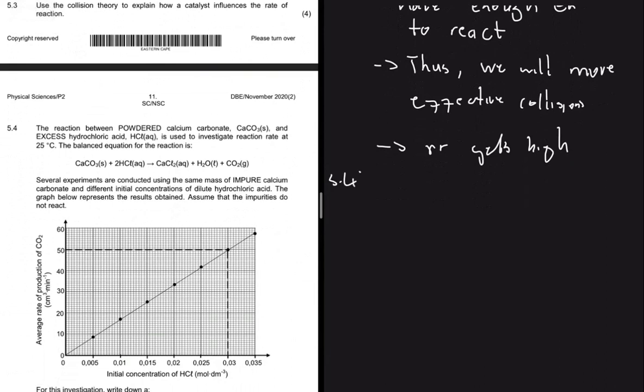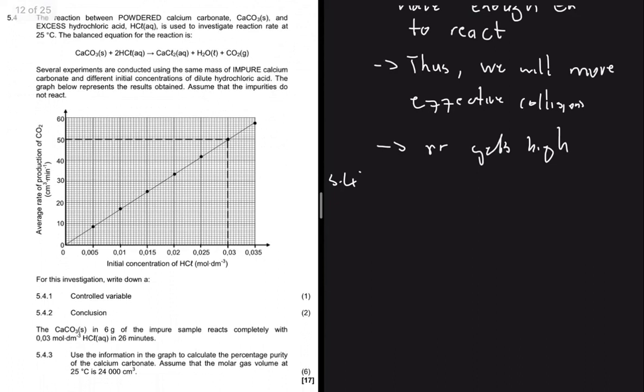And then we move ahead to 5.4. So we have a reaction between powdered calcium carbonate and excess hydrochloric acid. It's used to investigate reaction rate at 25 degrees Celsius. And then we have a balanced equation down there. And then several experiments are conducted using the same mass of impure calcium carbonate, and with different initial concentrations of dilute hydrochloric acid. Then the graph represents the results.